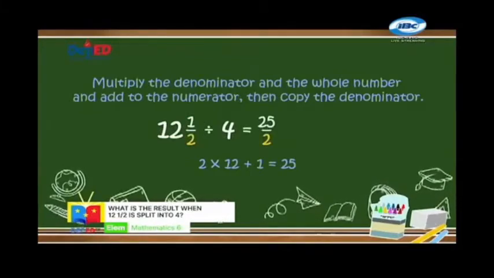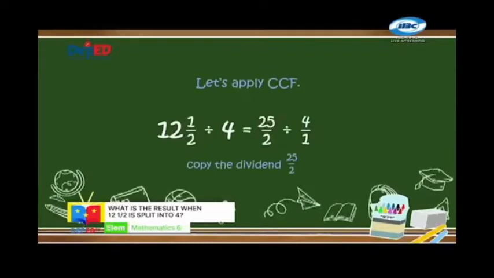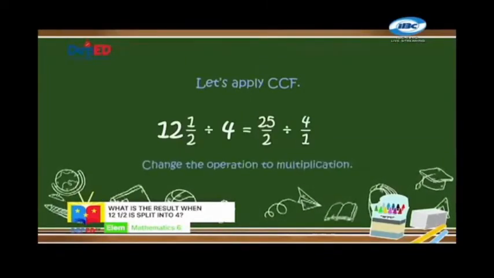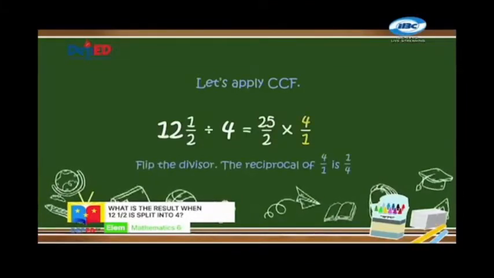Copy the denominator. We have 25 halves. Also, since the divisor is a whole number, use 1 as the denominator. So we have 25 halves divided by 4/1. Again, let's apply CCF. Copy the dividend 25 halves. Change the operation to multiplication. Flip the divisor by getting its reciprocal. The reciprocal of 4/1 is 1/4.